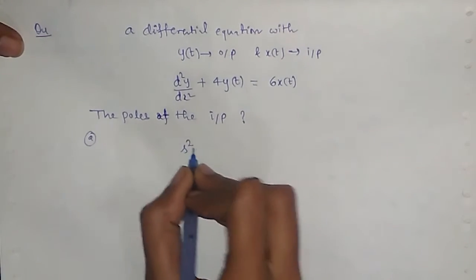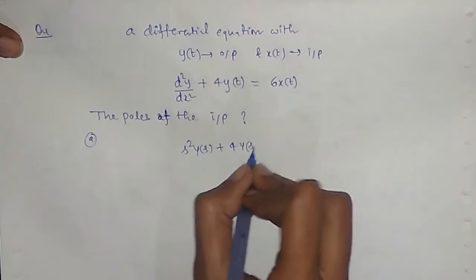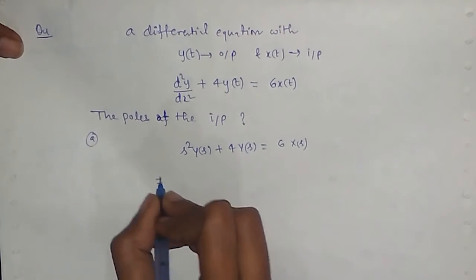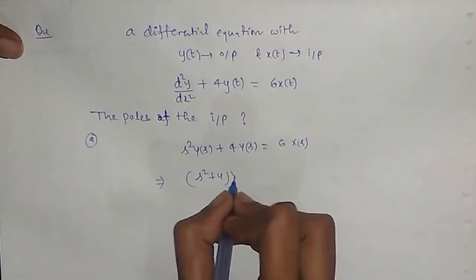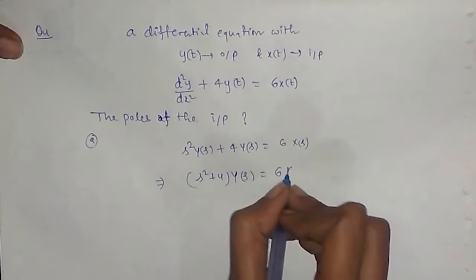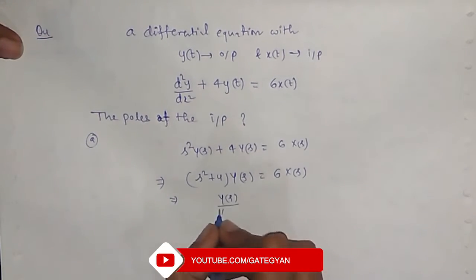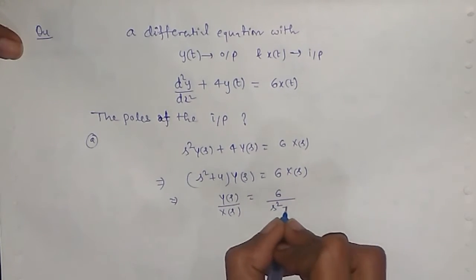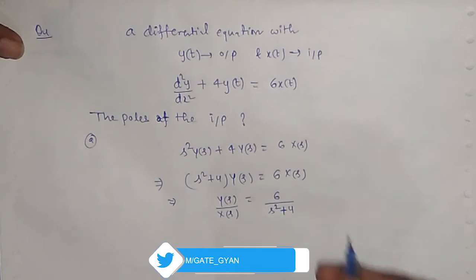So this will be s squared Y(s) plus 4Y(s) equal to 6X(s). So (s squared plus 4)Y(s) is going to be equal to 6X(s), or the transfer function Y(s) upon X(s) we will get as 6 upon s squared plus 4. So the denominator is going to give us the poles. So we will equate the denominator equal to 0.